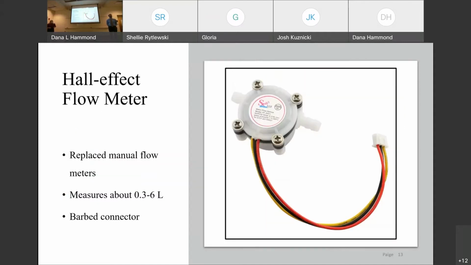Then we replaced the old manual flow meters with these digital flow meters, 3-wired flow meters. The reason we chose this one was because we needed to relatively read small increments of volume. So this one's able to read between 0.3 to 6 liters per minute.